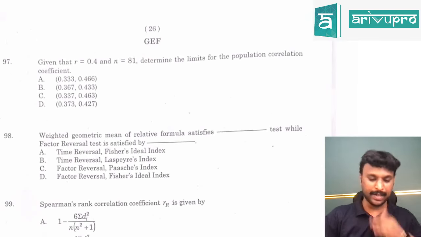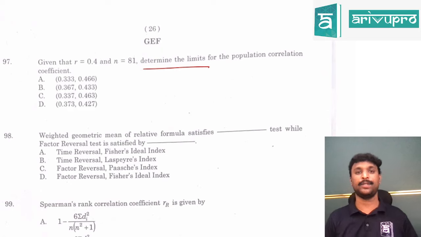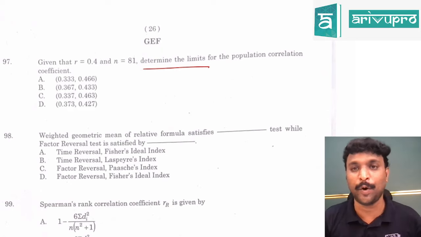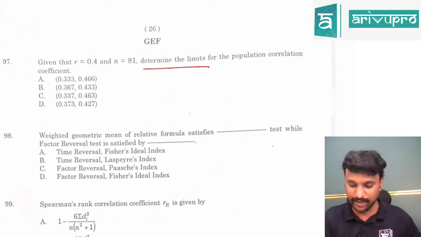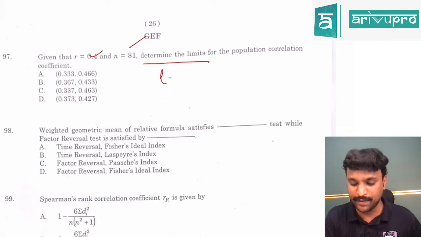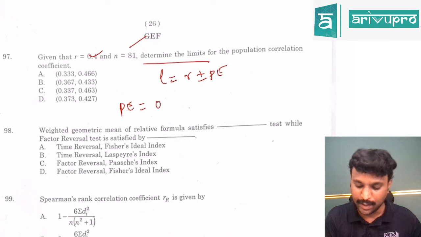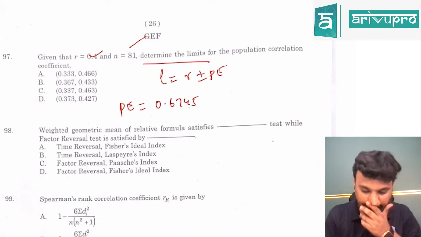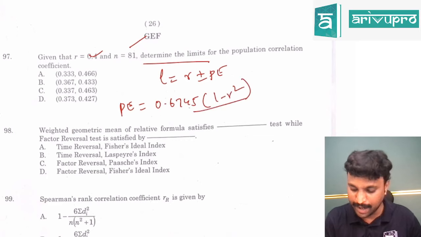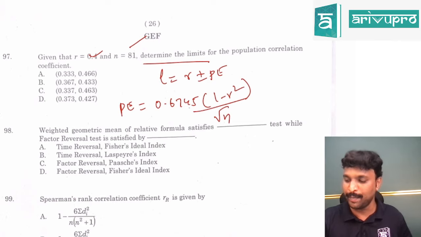Guys, look at the next question, 97. This was discussed in the marathon videos. Determine the limits for the population correlation. They have given R value and N. What are the limits for the correlation? R plus or minus PE. First of all, what is PE? 0.6745 into 1 minus R square divided by root N. First of all, find out 1 minus R square.